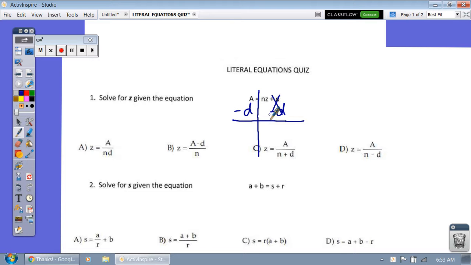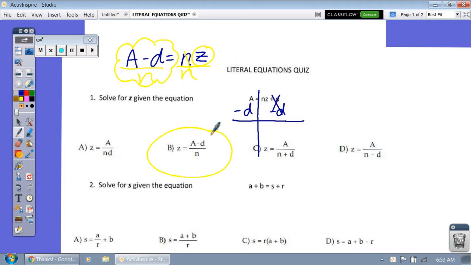On the left-hand side, it's going to leave you with a minus d equals nz. And we want to get z by itself. So we're multiplying n times z. We want to do opposites, so we're going to divide by n and divide by n. So now we have z by itself. And you just match up a minus d divided by n. Your answer is B.